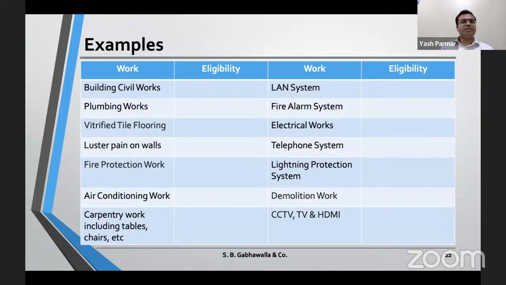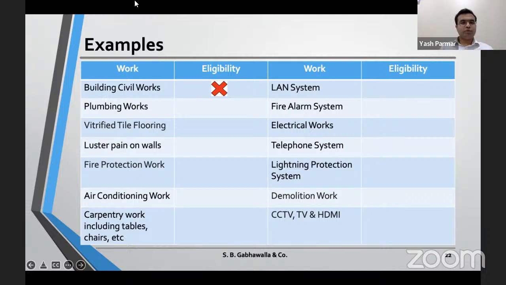Civil works generally include your walls, your ceilings, etc. Now, they being in the nature of immovable property, your first condition is getting satisfied, and therefore your ITC will be blocked. Civil works are generally in relation to immovable property. ITC will be blocked.